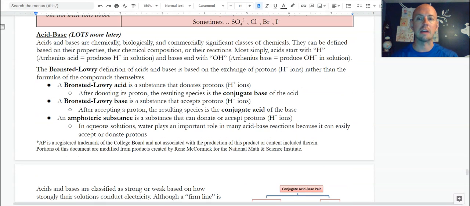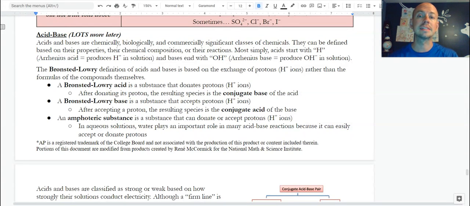So the Bronsted-Lowry definition of acids and bases is about the exchange of protons. The acid donates or gives away its hydrogen ion, and the base takes it in. So here, rather than defining them by themselves, we're looking at it in terms of the reaction or in terms of that exchange. To have an acid, you have to have a base. To have a base, you have to have an acid. And in doing that, we also make products.